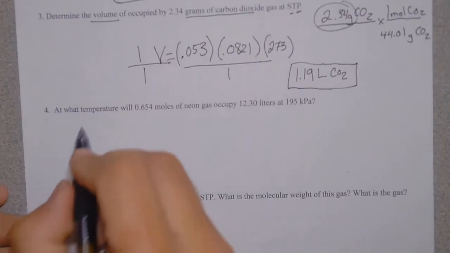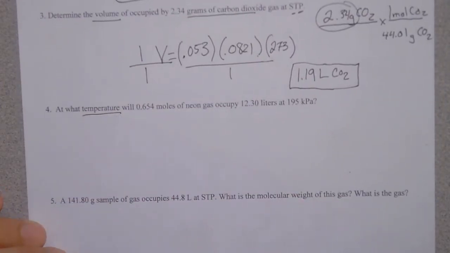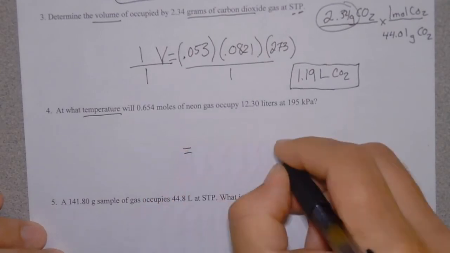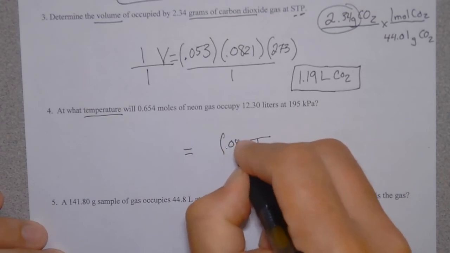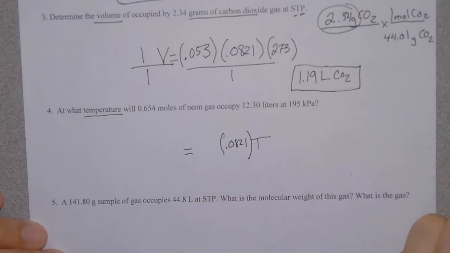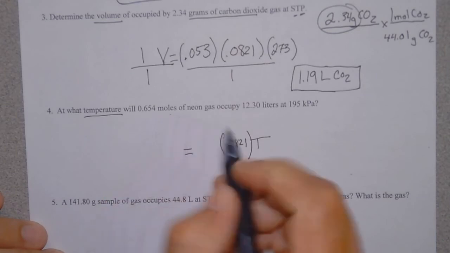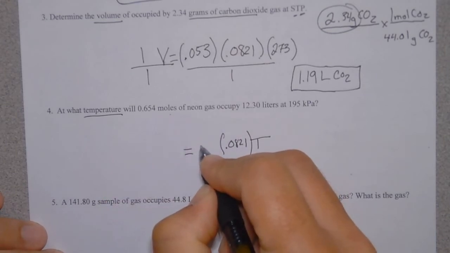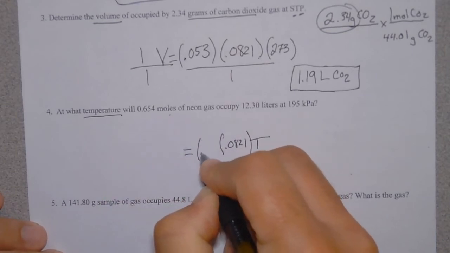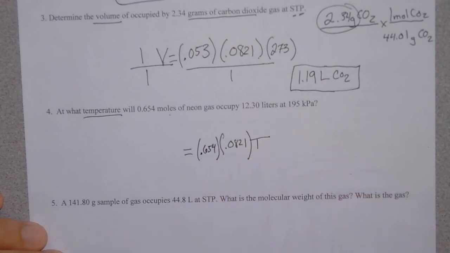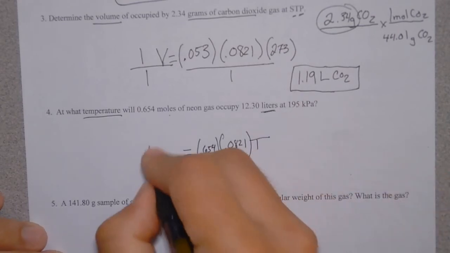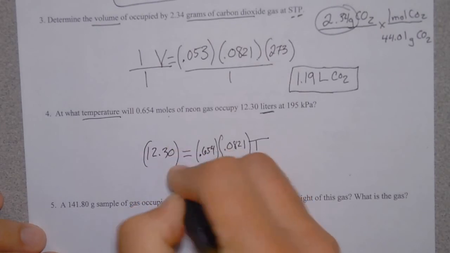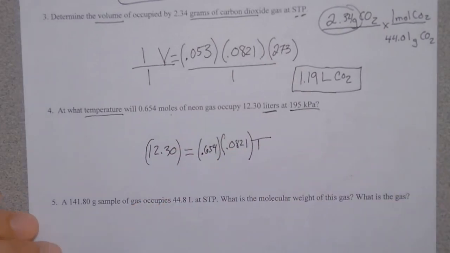Next one. At what temperature? So what variable will I be looking for? Temperature. Right before temperature is my constant. Well, 0.654 moles, is that a good unit? Yes, because we're in moles. 2.30 liters, is that good? Yes. The pressure is in kilopascals, is that a good pressure?